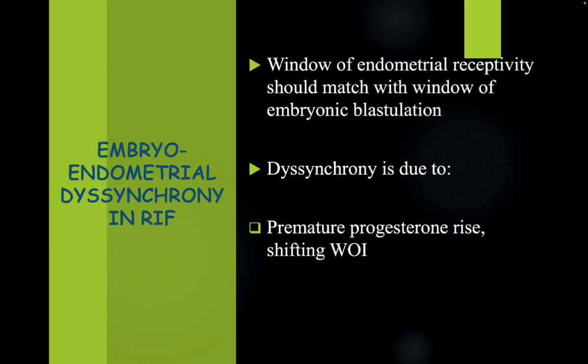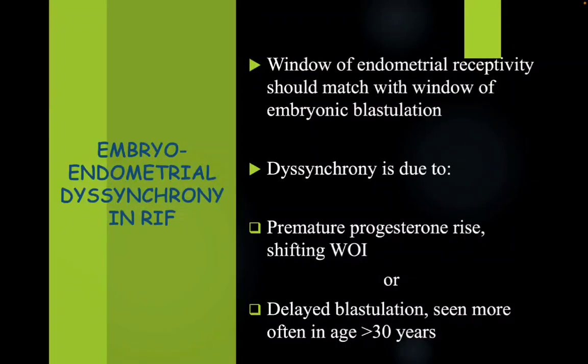Why do we not transfer in that cycle? Because the premature progesterone rise will shift the window of implantation. Ultimately we won't be able to transfer the embryo, because the blastulation will take its own time. It will take around day 5 to day 6, but the endometrium is already matured, because the window of implantation has shifted earlier because of the progesterone which has already risen.